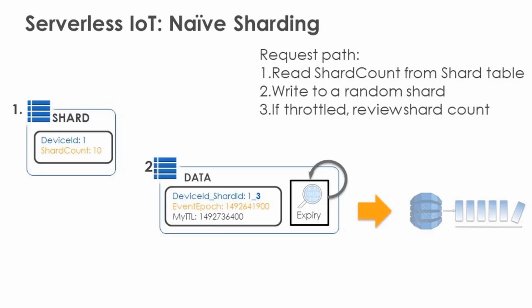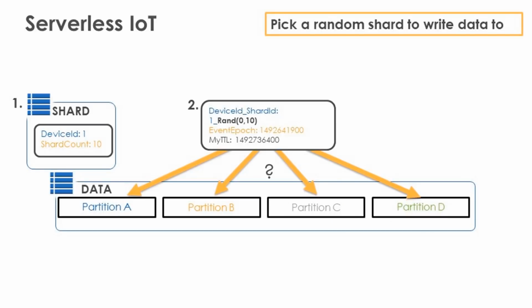And let me show you what this looks like. The write request path is going to first look at the shard table and get the shard count. In this case, it's a count of 10. Then we're going to write to a random shard. We chose shard 3. And then if we have a throttle, we're going to review the shard count, circle back and find a new way to shard the data, maybe just increase from 10 to 100.